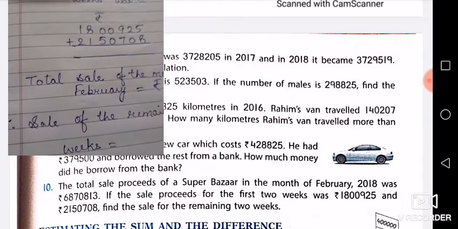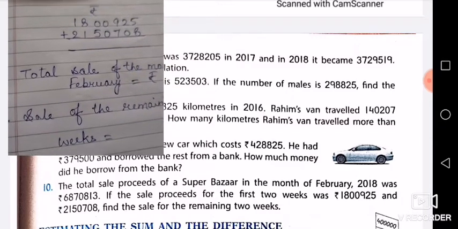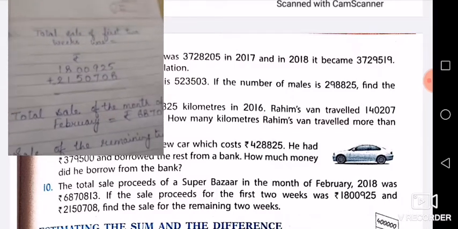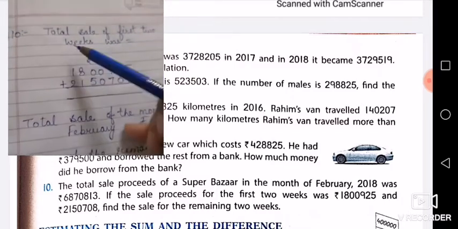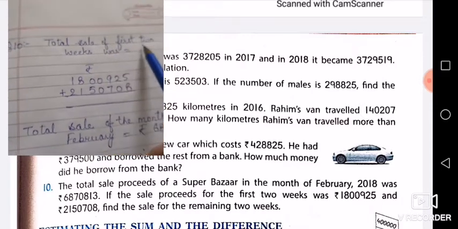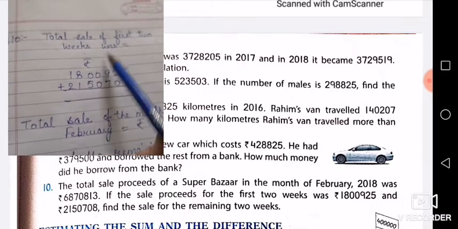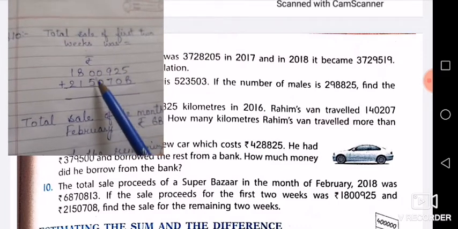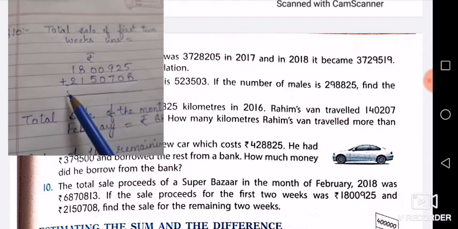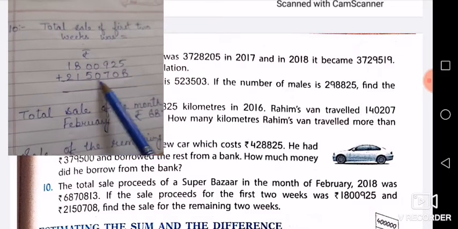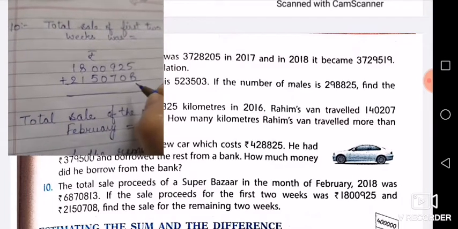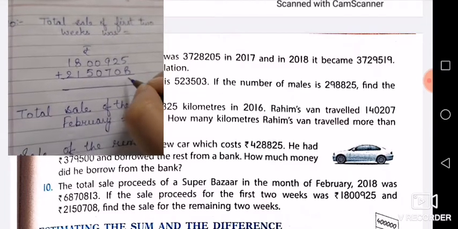Now the sale proceeds for the first 2 weeks have been given. Now the total sale, what you are going to find out? Total sale of first 2 weeks will be the sum of 18,925 plus 21,50,708. We'll do the addition here. Total sale of first 2 weeks you are going to find out.